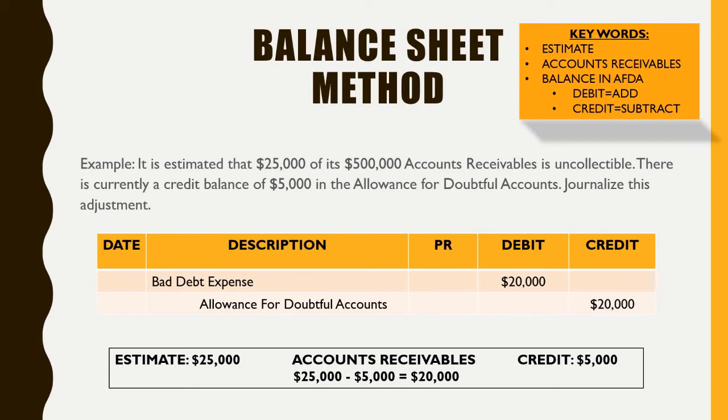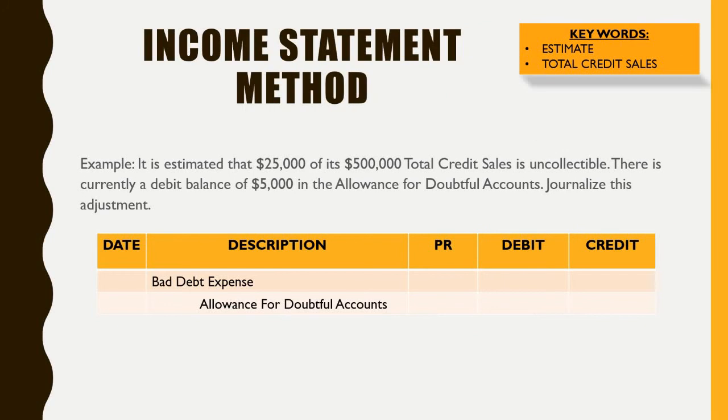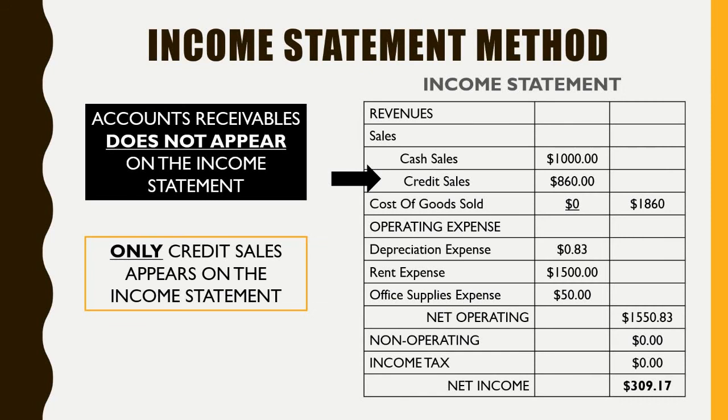Any questions for just the balance sheet method? No. Okay. So then I'm going to talk about the income statement method, okay? Now, what's the difference between the balance sheet method and the income statement method? Well, again, it's based off the income statement itself, right? When we create the income statement, all we care about is our total credit sales, okay? Nowhere on the income statement will you ever see accounts receivable or the allowance for doubtful accounts.